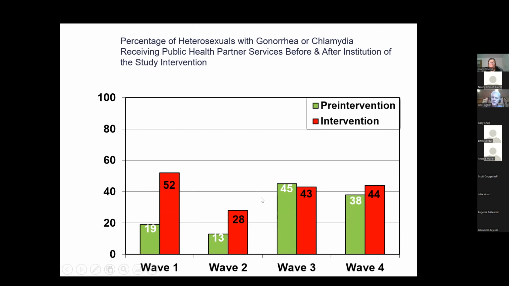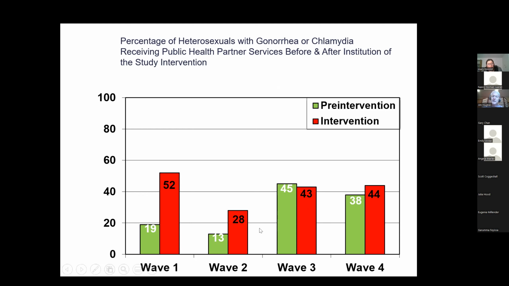But wait a minute, what's going on here in waves 3 and 4? Well, there doesn't seem to be much difference before and after in provision of partner services. You remember how at the beginning of the talk, I was saying that in cluster trials and stepped wedge trials, these external events can influence your trial?